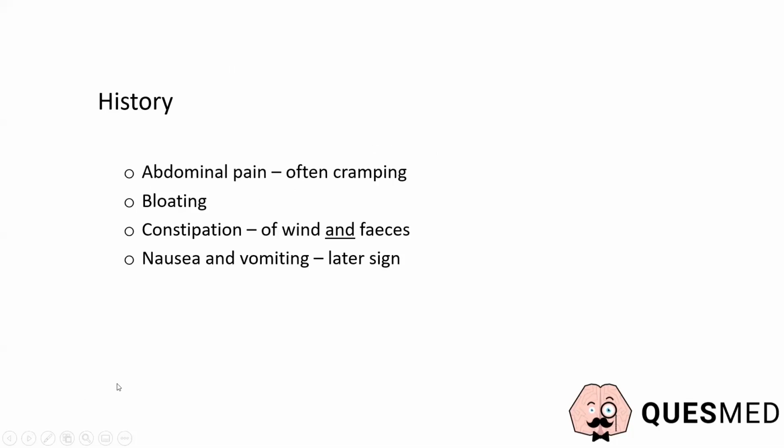Presentation can be fairly similar in some respects. So patients will have abdominal pain, which is often cramping in nature. They'll feel bloated and their abdomen will be distended, and they'll be constipated of wind and faeces. Nausea and vomiting is often a later sign compared to small bowel obstruction, simply because the obstruction is more distal. Next slide.